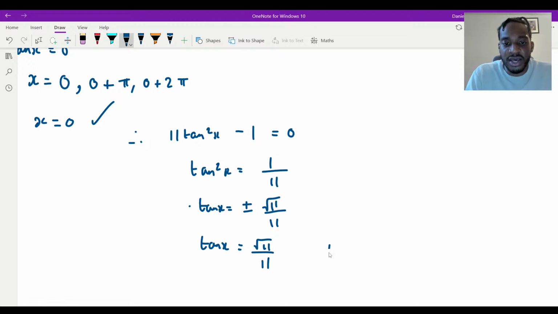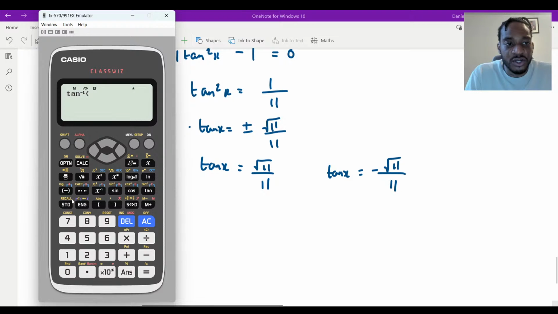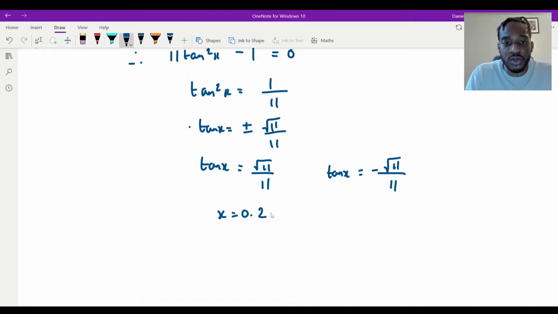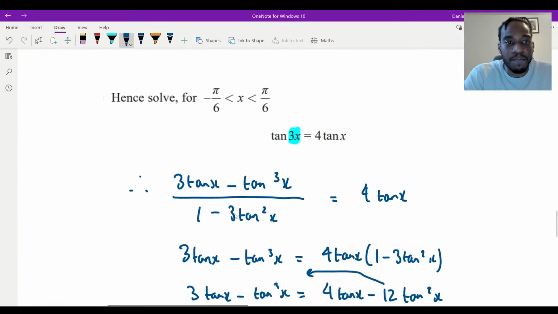Figure out the values there. And then tan x is equal to minus root 11 over 11. Figure out the values there. The first one is going to be tan inverse of root 11 over 11, and that gives me 0.292. X is equal to 0.292. And remember, the range is between minus pi over 6 and pi over 6.